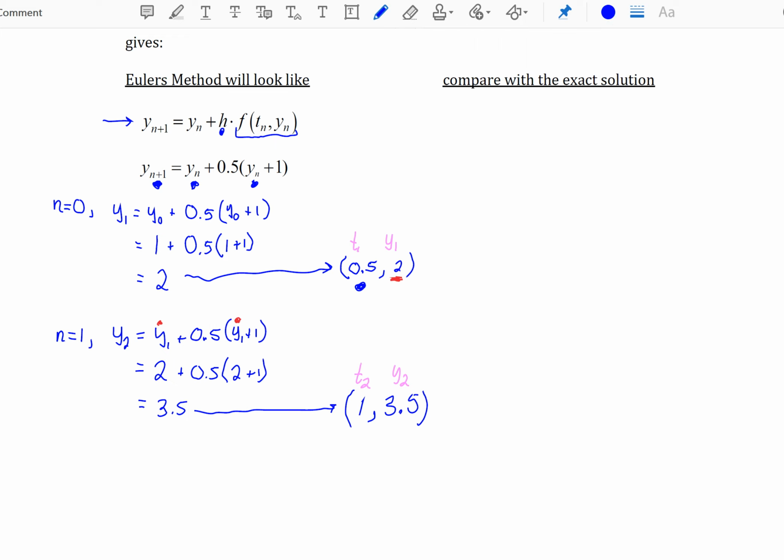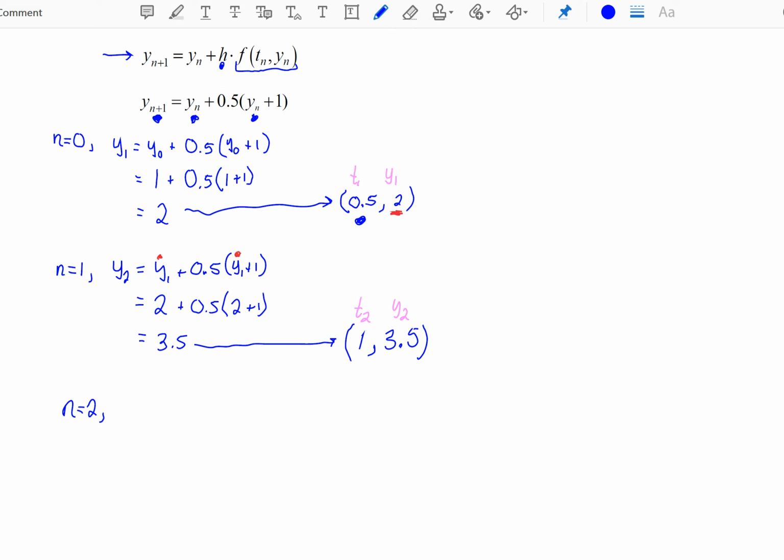Now I'd like to give you a minute to do the next iteration on your own. So if you could, please pause the video and look for your next approximation where n is equal to 2. I will see you in a moment after you do these calculations. Okay, let's see how you did.